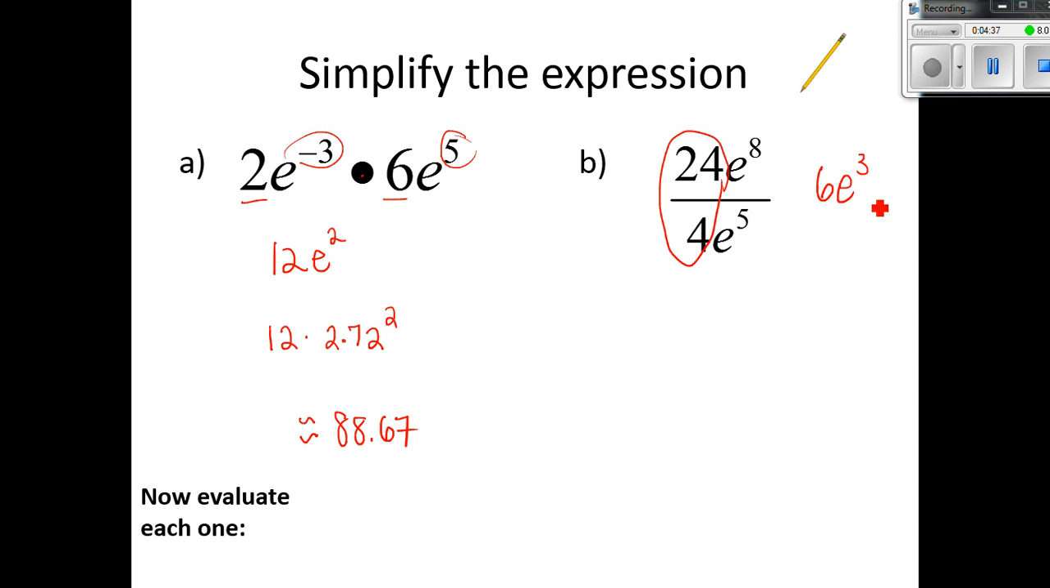Now we could do the same thing for 6e to the 3rd. If you have an E button, you can type 6 times e to the 3rd in your calculator, or you could type 6 times 2.72 to the 3rd power, and you would get approximately 120.51. Okay? So that is how we would simplify or evaluate using E.